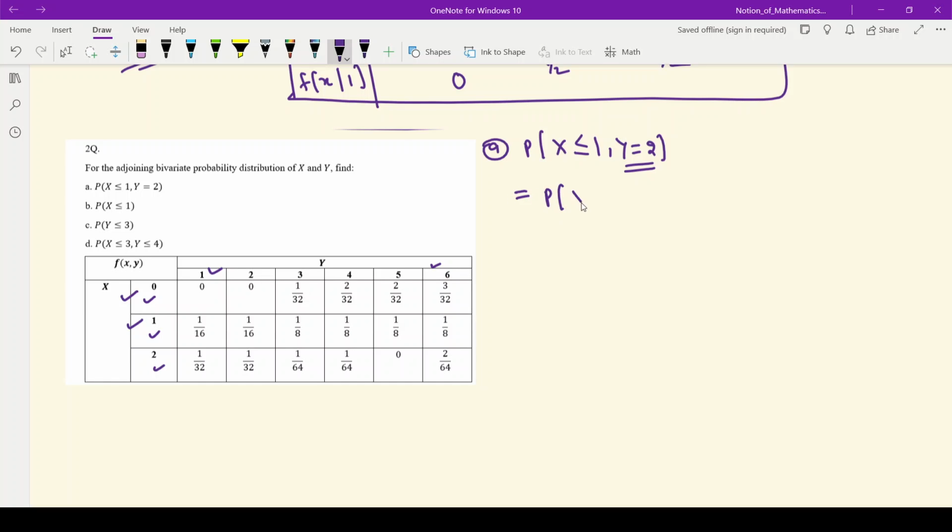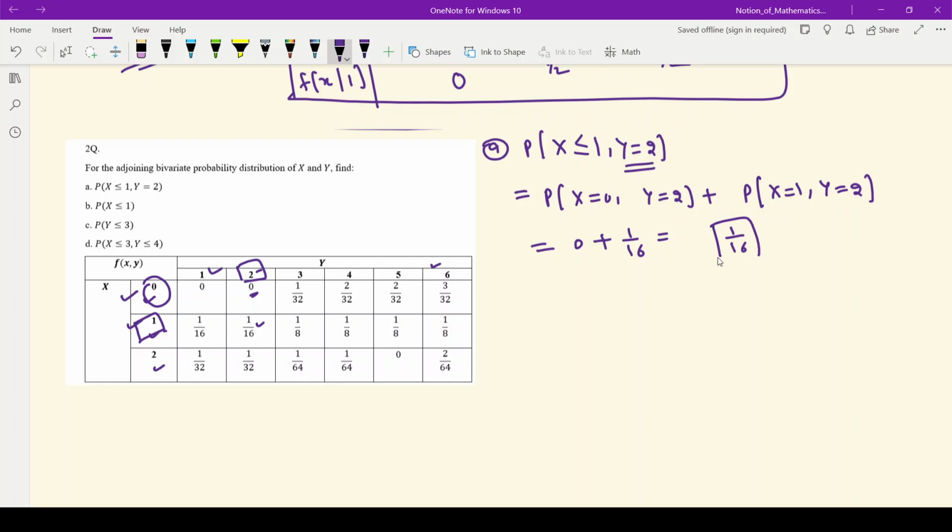How can I write it? Probability x is 0 and y is 2 plus probability x is 1 and y is 2. So x is 0 and y is 2, what is this value? This value is going to be 0, plus probability x is 1 and y is 2, which is this particular 1 by 16. So 0 plus 1 by 16 is going to be 1 by 16. So how easy is this now?